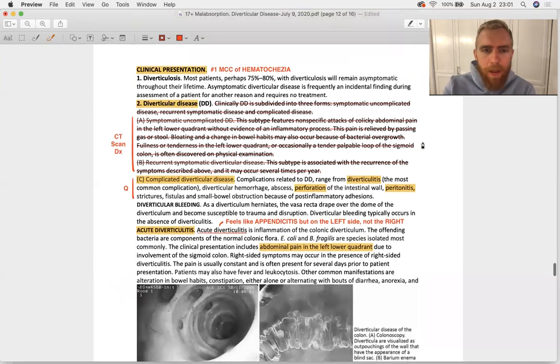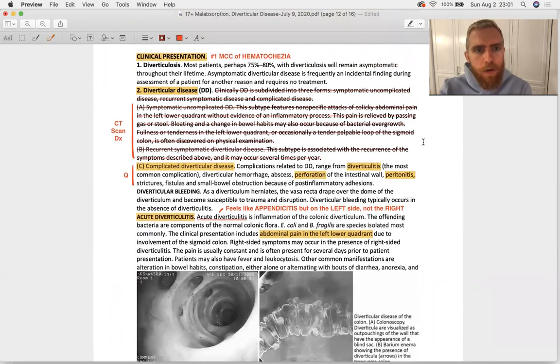So what do you need to know about the presentation of diverticular disease? Well, it's the number one most common cause of hematochezia, which is bright red blood in the stool, as opposed to melena, which would be occult blood.